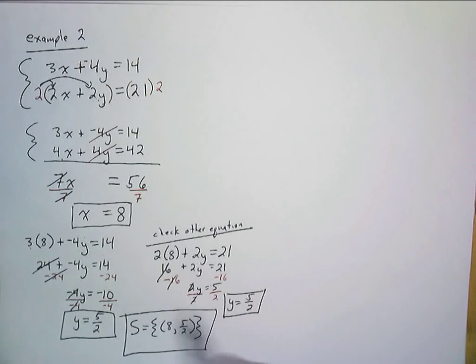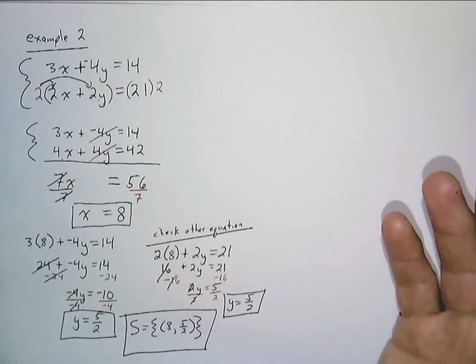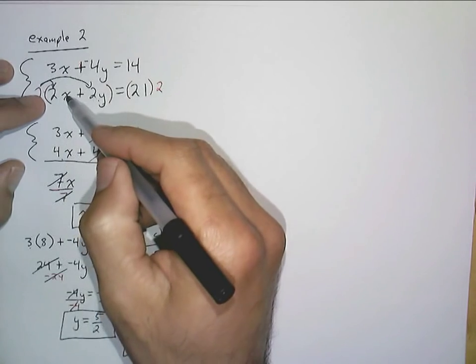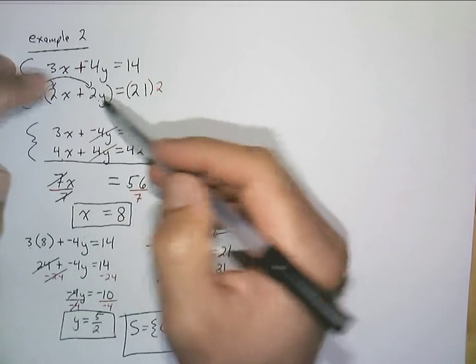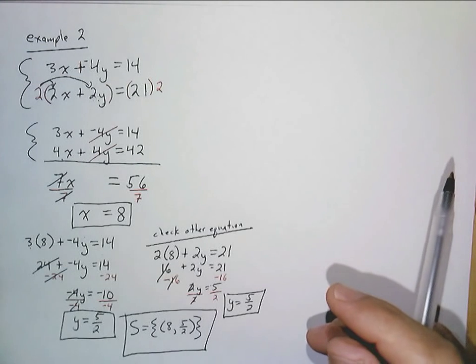Of course, what you could have done is just taken this 8 and 5/2, plugged them back up here, see if you get a true statement. Which you would, of course. 2 times 8 is 16, 2 times 5/2 is 5, 16 plus 5 is, of course, 21. No big deal. Okay.